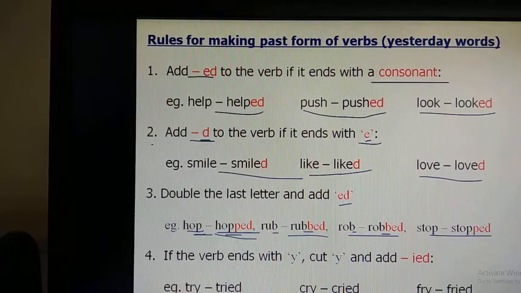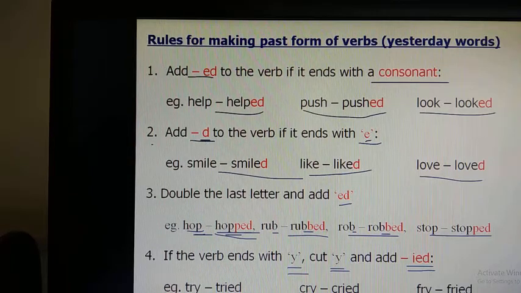Number 4. If the verb ends with y, cut y and add ied. I repeat, if the verb ends with y, then cut y and add ied. For example, try, tried. Cry, cried.